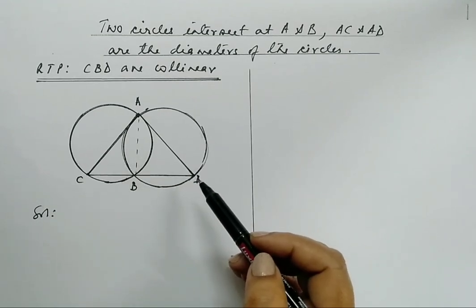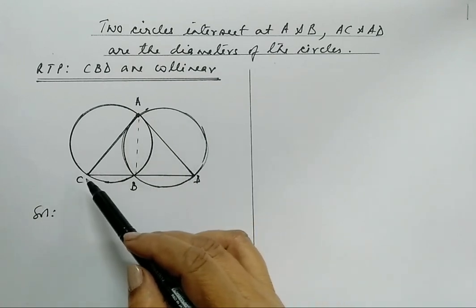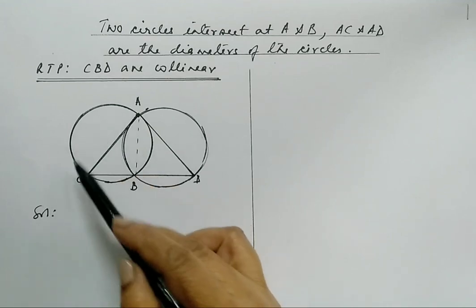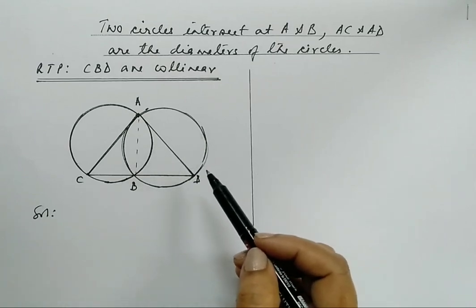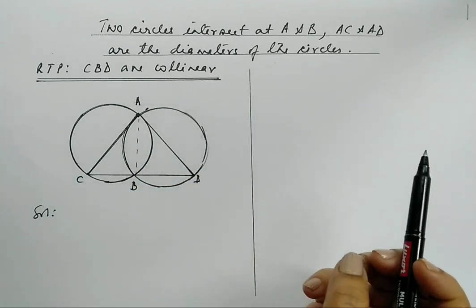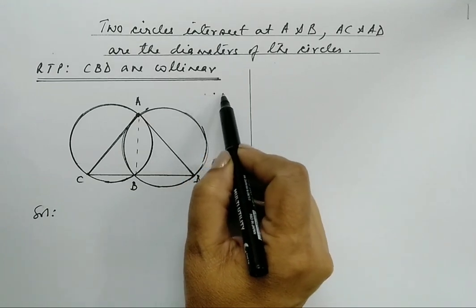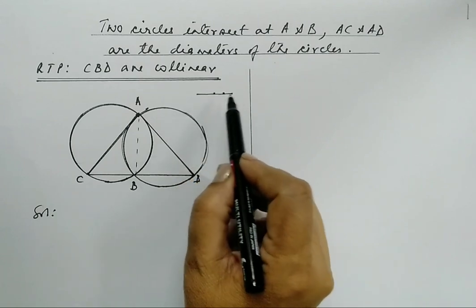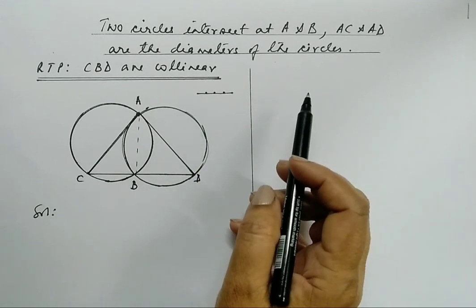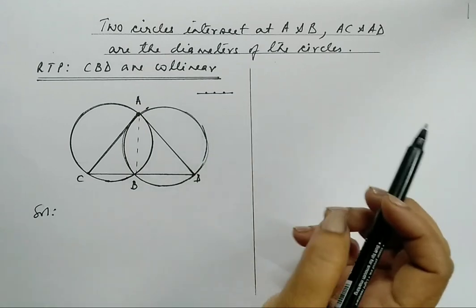So what is a diameter? A diameter is that chord or that line which passes through the center of the circle, right? So having said that, let's get back to what we are asked to prove: C, B, D are collinear. Collinear means if there are points like this, a line can be drawn across these 3 points. So such points which lie on a straight line are said to be collinear by nature.